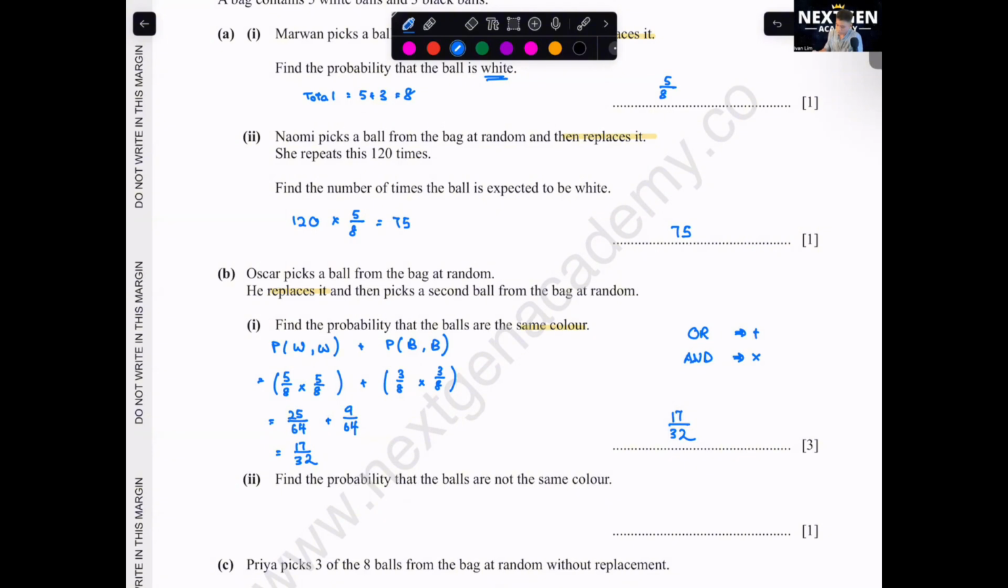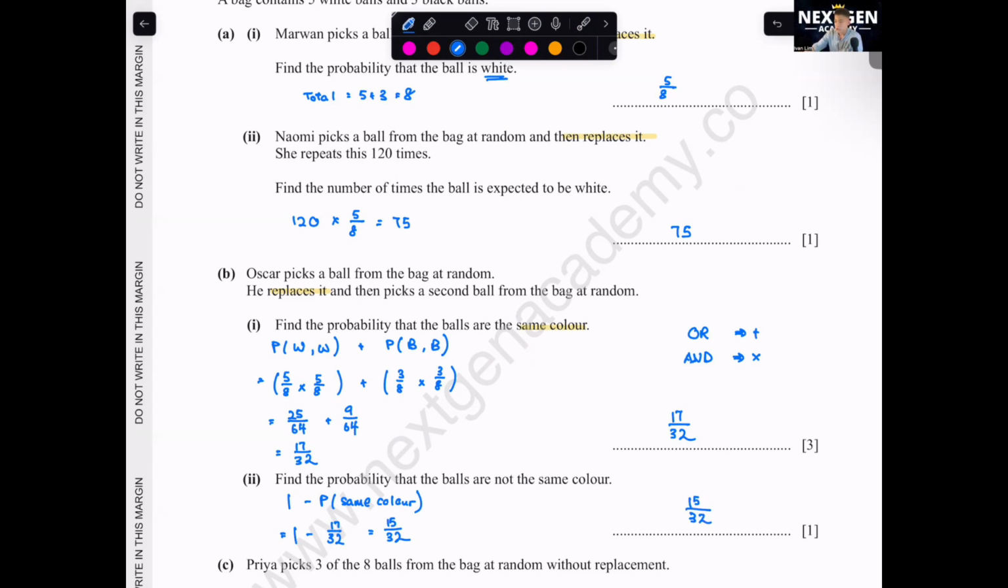Okay, number 2, find the probability that the balls are not the same color. So just now, what we calculated was the same color. This is the opposite event. We will take 1 minus probability same color, which is the one above. 1 minus 17 over 32, which is equal to 15 over 32.